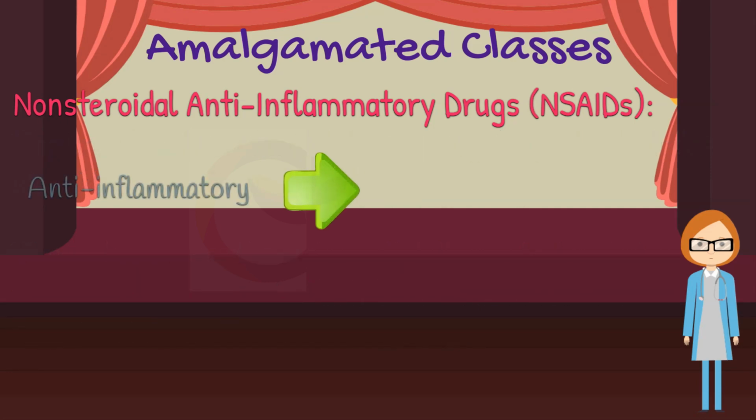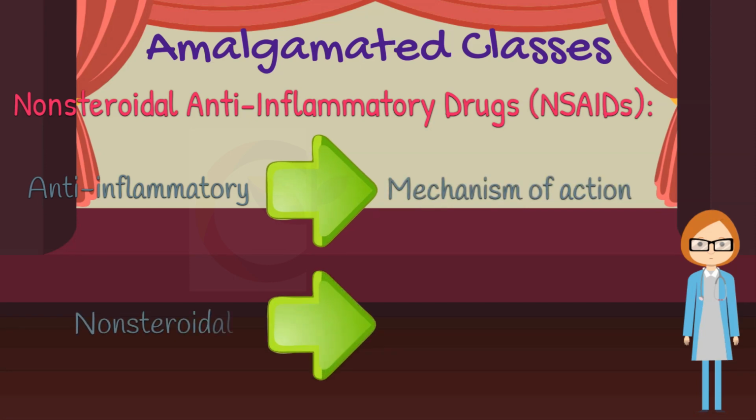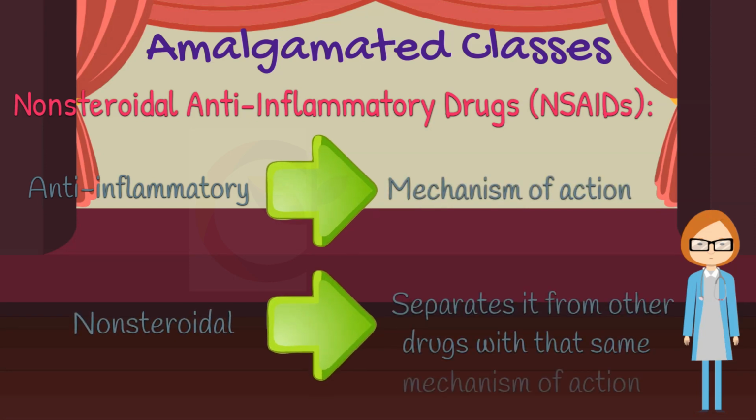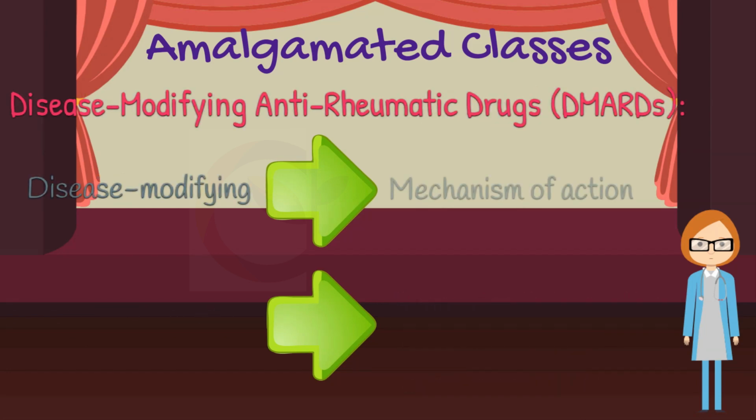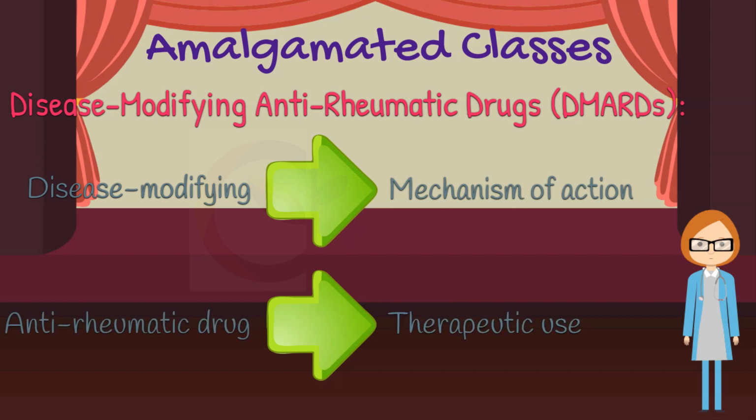The drug class of nonsteroidal anti-inflammatory drugs is thus comprised of one component that is anti-inflammatory, which defines the mechanism of action, and one component that is nonsteroidal, which separates it from other drugs with that same mechanism of action. Likewise, one might say that the class of disease-modifying anti-rheumatic drugs, that is, DMARDs, is composed of one element, disease-modifying, which loosely specifies a mechanism of action, and one element, anti-rheumatic drug, that reveals its therapeutic use.